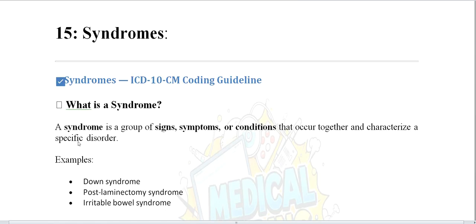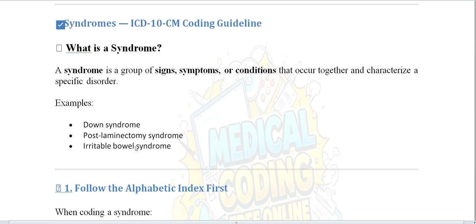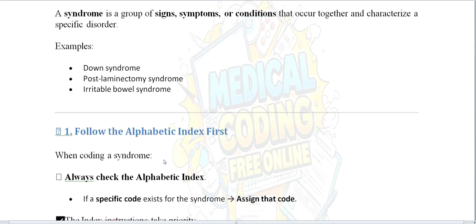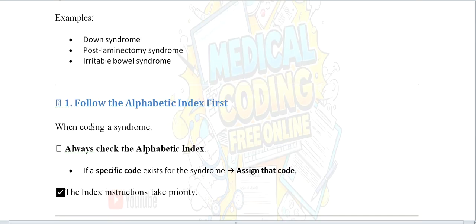Section 15: syndromes in the ICD-10 coding guidelines. What is a syndrome? A syndrome is a group of signs, symptoms, or conditions that occur together and characterize a specific disorder. For example, Down syndrome, post-laminectomy syndrome, irritable bowel syndrome. Follow the alphabetic index first. When coding a syndrome, always check the alphabetic index. If a specific code exists for the syndrome, assign that code.